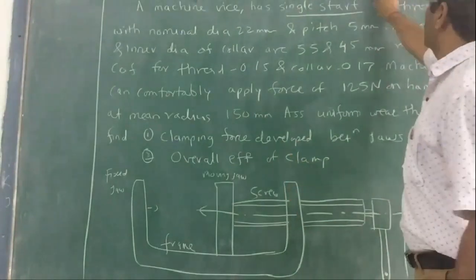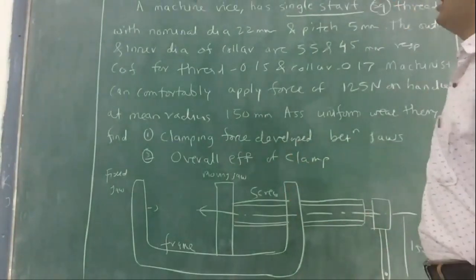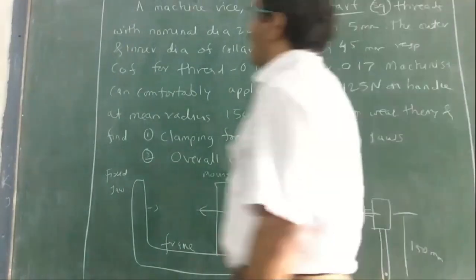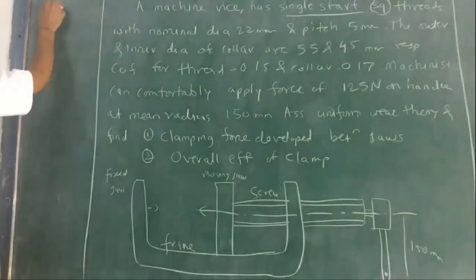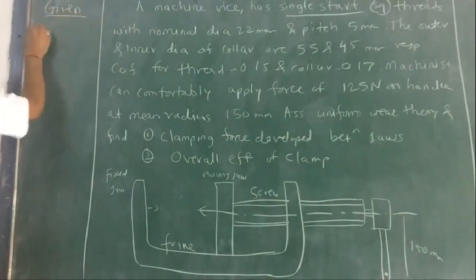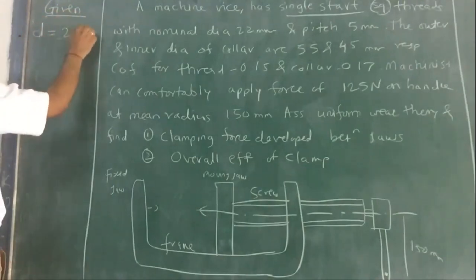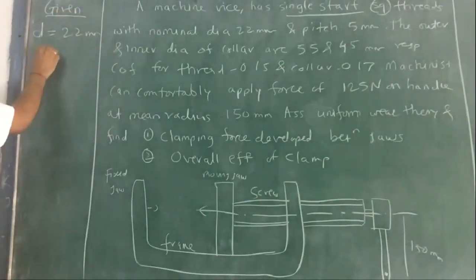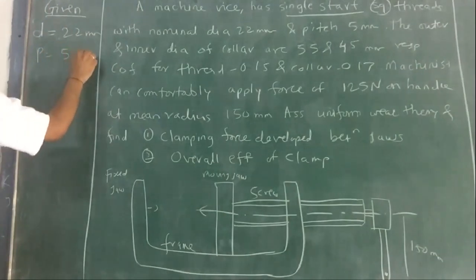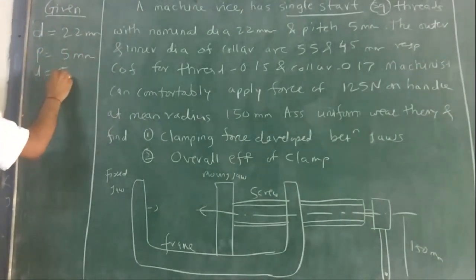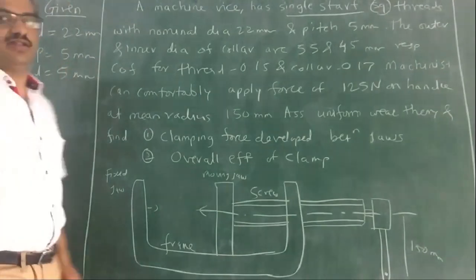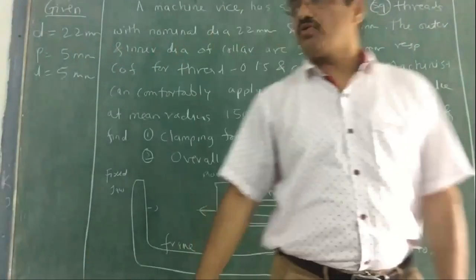Okay, we have square threads. So it is a problem of square threads with a nominal diameter. So we are given the nominal diameter. What is nominal? It is the outside diameter. So we are given D as 22 mm and P as 5 mm. Now immediately we can write, because it is a single thread screw, pitch is equal to lead is equal to 5 mm.